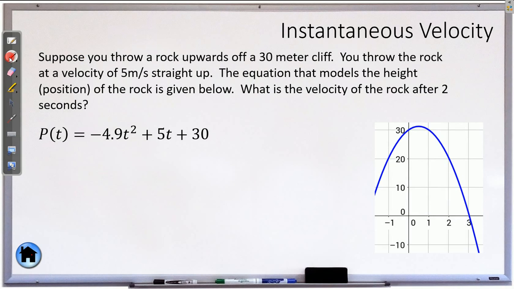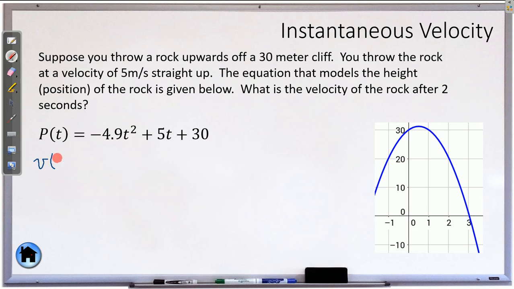Suppose you throw a rock upwards off a 30-meter cliff. You throw the rock at a velocity of 5 meters per second straight up. And the equation that models that, the height, which is the position, is given below. So you have that equation there, and we will talk more about where all these numbers come from and why they go where they do. But for now, we don't need that. What is the velocity of the rock after 2 seconds? So I want velocity.